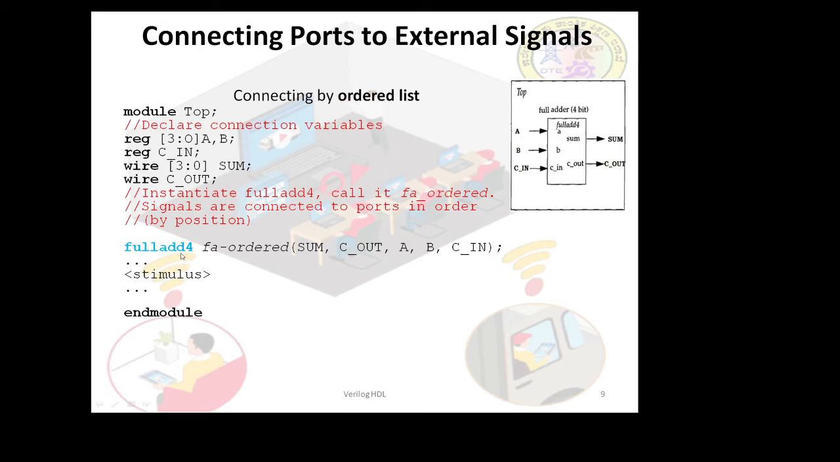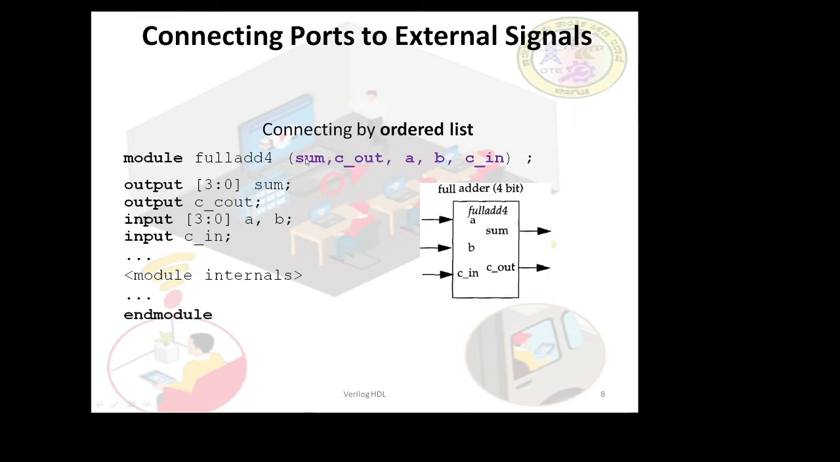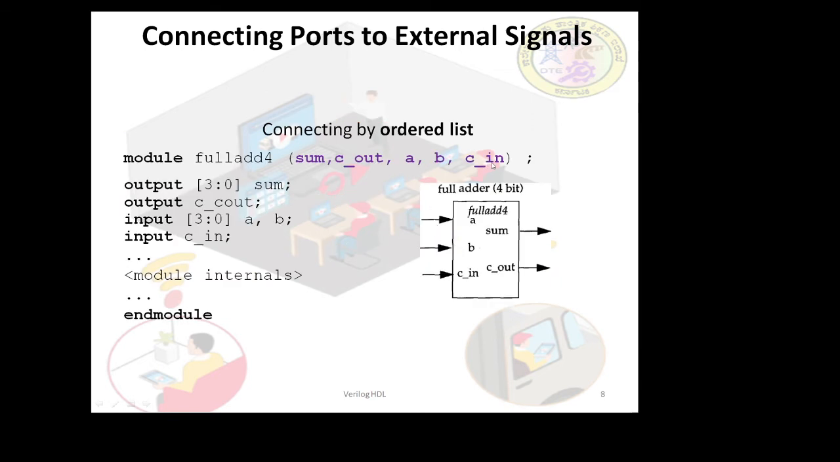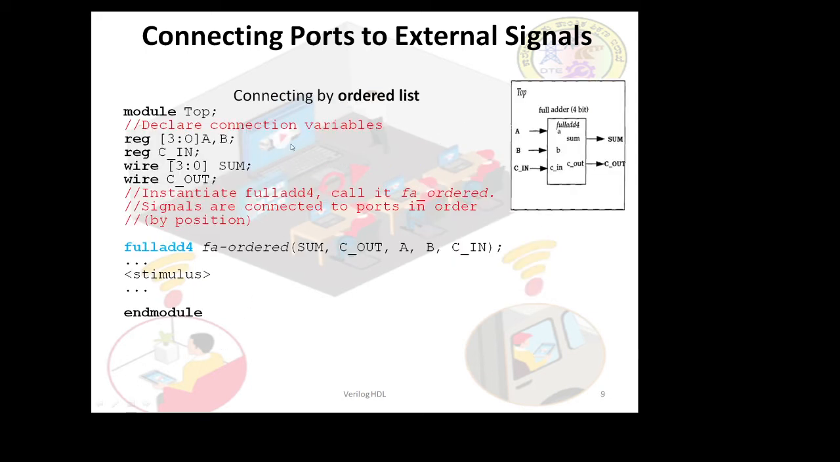So it is trying to instantiate the full add, and whatever the instance, that is a component name, you can give it. So FA underscore ordered is the name given to this component, and the ports we are writing here should be in the same order as what we have written in the module. So whatever the module name we have taken, the port list occurring here should be in the same order as the variables in the port list declared in the main module. So this is what is known as connecting by order list.